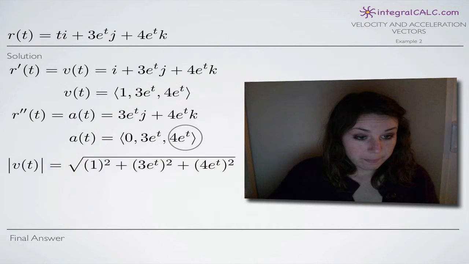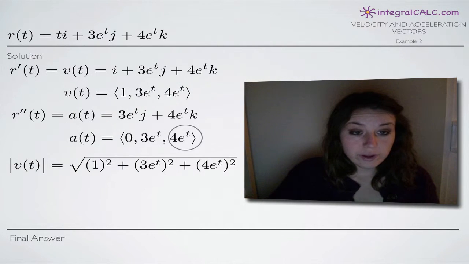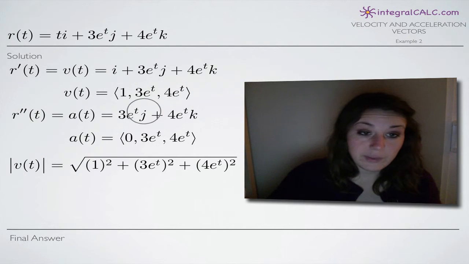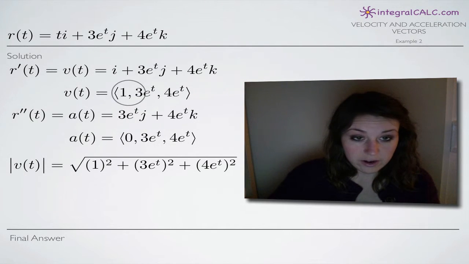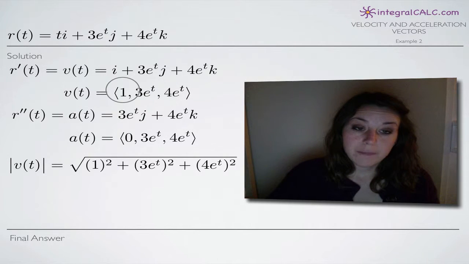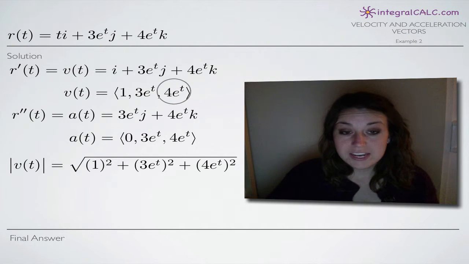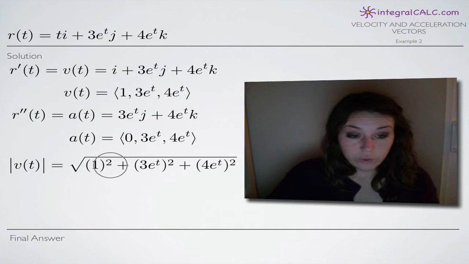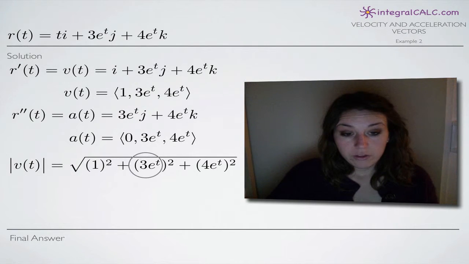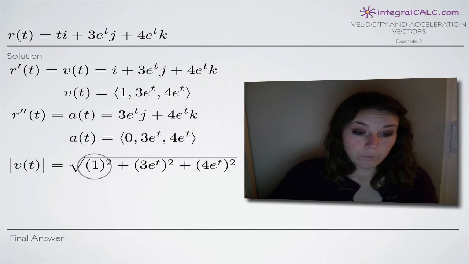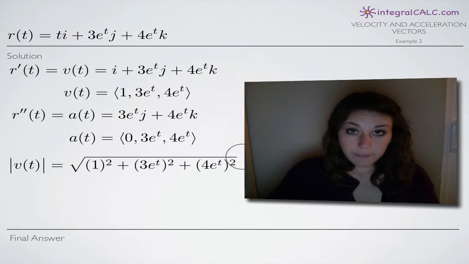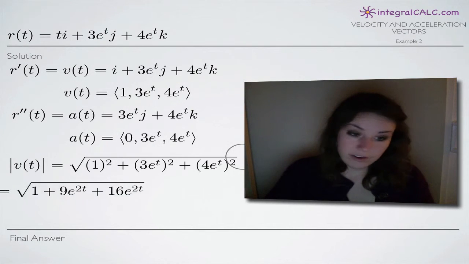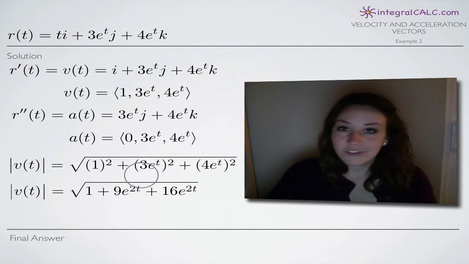And then to find speed, all we do, we can ignore the acceleration part completely. We go back up to the velocity vector here, and we take these three direction numbers, 1, 3e to the t, and 4e to the t, and we square each of them. You see we have 1 squared, 3e to the t squared, and 4e to the t squared. And we add them all together, and then we take the square root. So that's how we set up our equation for speed, and then it's just a matter of simplifying, and we basically just square everything out.